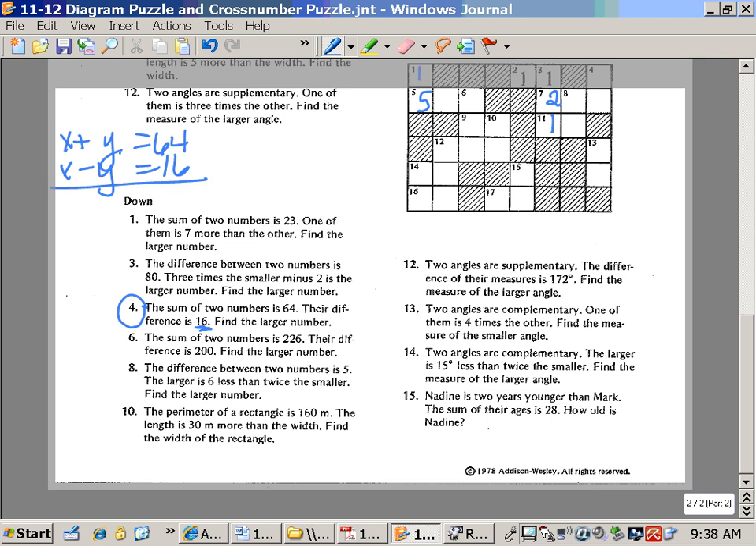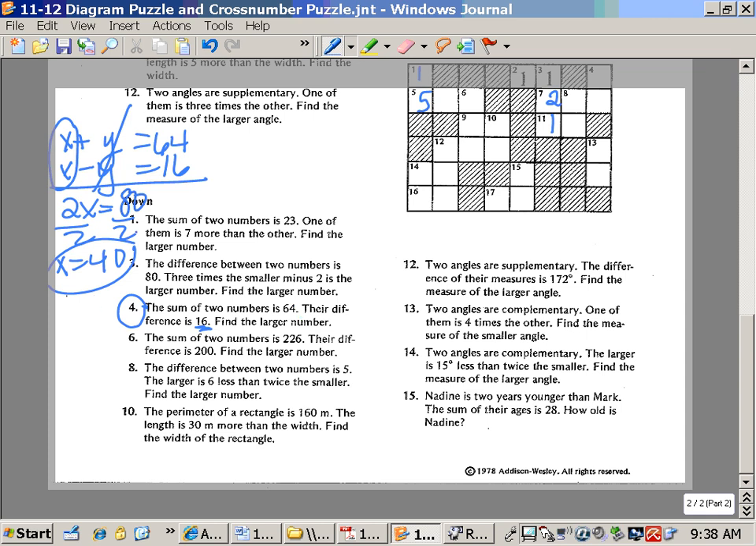Elimination. Look at the y's. The y's cancel. So 2x equals 80. Divide by 2, x is 40. A really common mistake is to take those two x's and add them up to get 1x. Just remember, x and x is 2x. X is 40. Which one's larger?